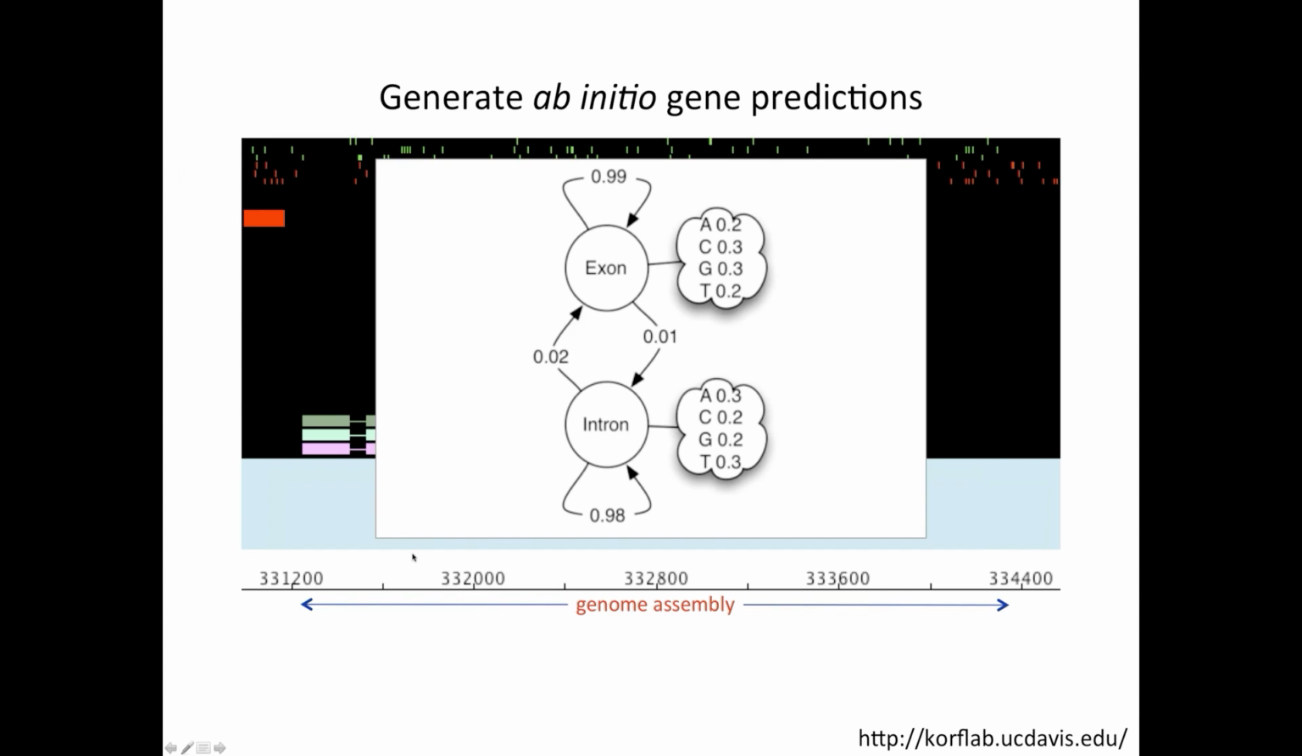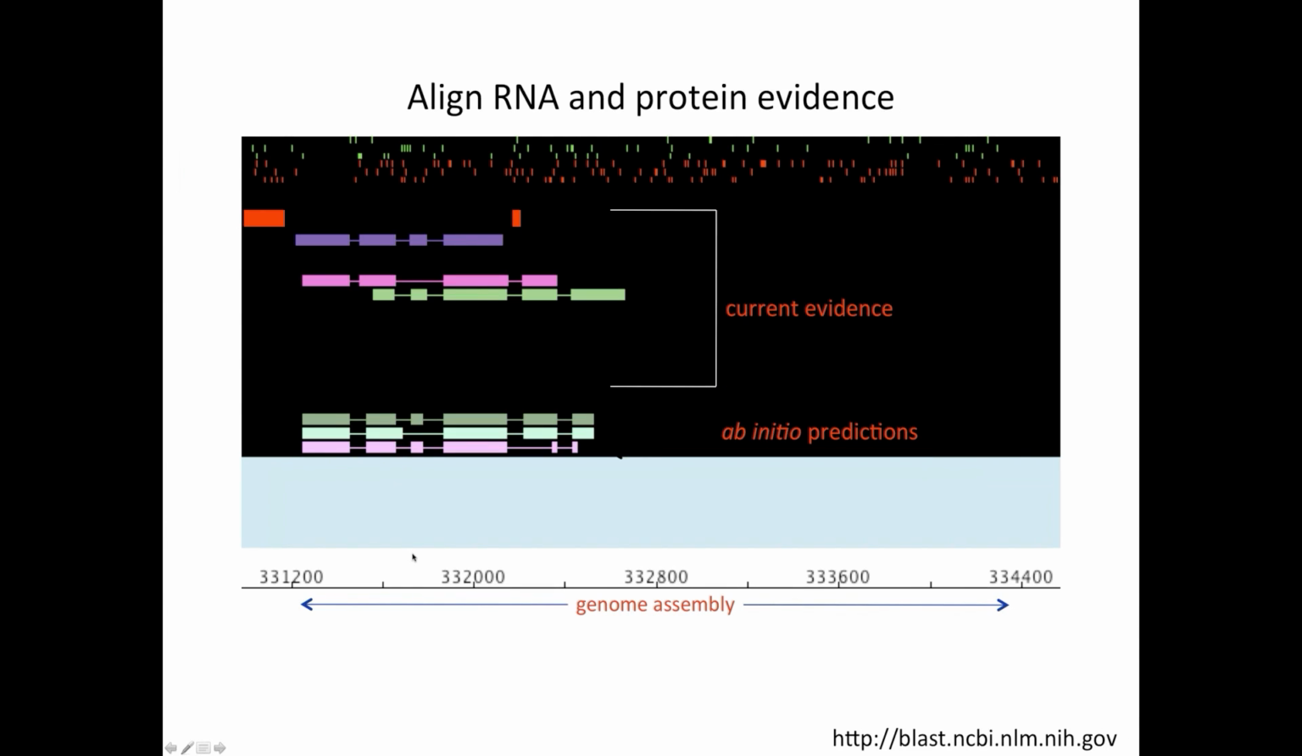Okay, so then after we run those ab initio gene predictors, we start to align our evidence. This is the RNA and protein sequence evidence that's going to provide clues as to where the transcribed and expressed regions of this genome are.